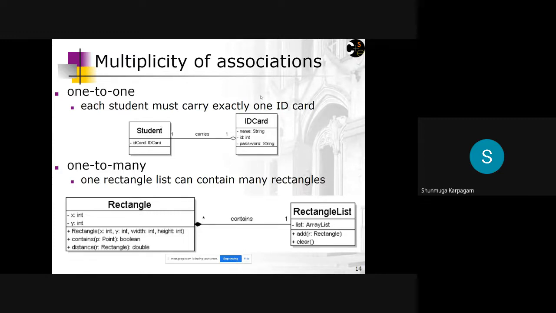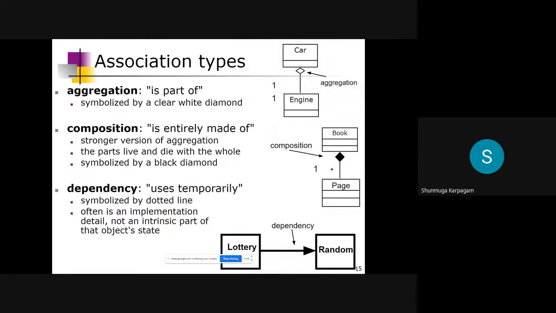If it is one to one, for example, each student will have an ID card. So it is a one-to-one relationship. And a rectangle list will have rectangles. So one to many: one rectangle list can contain many rectangles. For example, I have a student list, and I can have a number of students. So student list will have a number of students. So that is one to many.